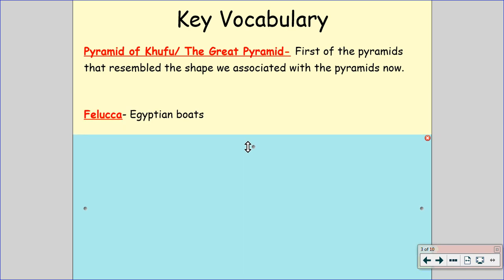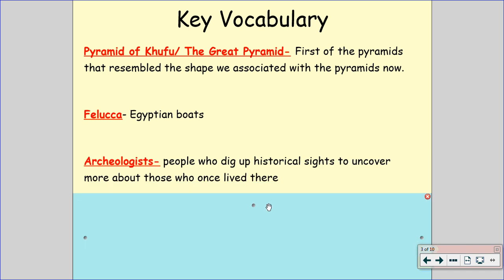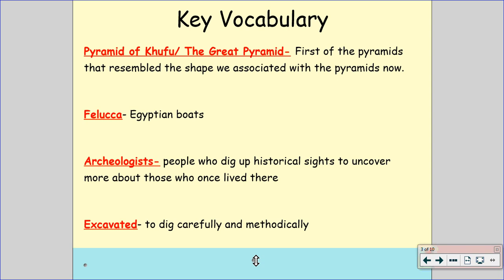We've got a felucca, which is the Egyptian boats that were used to transport the large amounts of stone to the pyramid sites. Archaeologists, people who dig up historical sites to uncover more about those who once lived there. And excavated is to dig carefully and methodically. Excavating is not when you just dig randomly and hope that you find something. It's a systematic approach that archaeologists use when they're digging historical sites. So that's just some really key vocab for you.